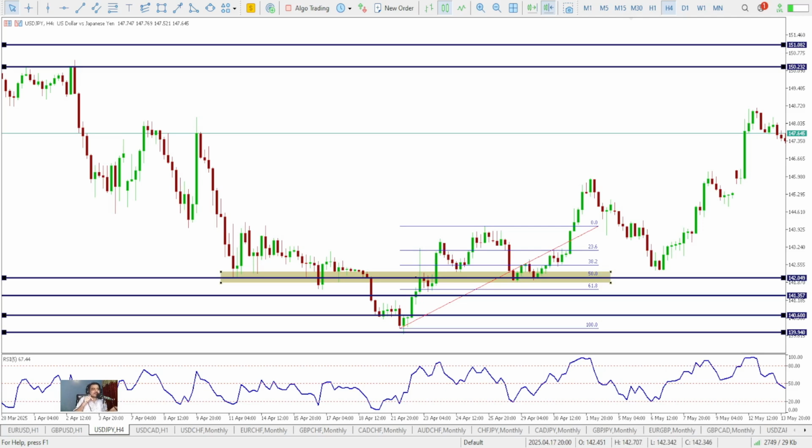Price is rising, RSI says, "I'm done, bro." This is bearish divergence. Now bullish divergence. Price is falling, RSI says, "Nah, not anymore." So that is bullish divergence.